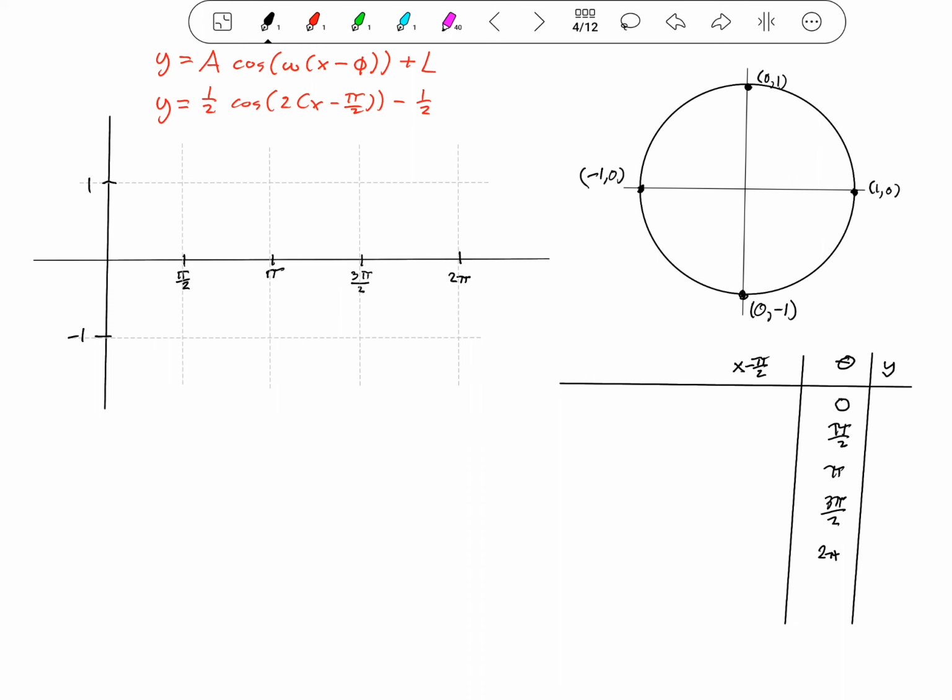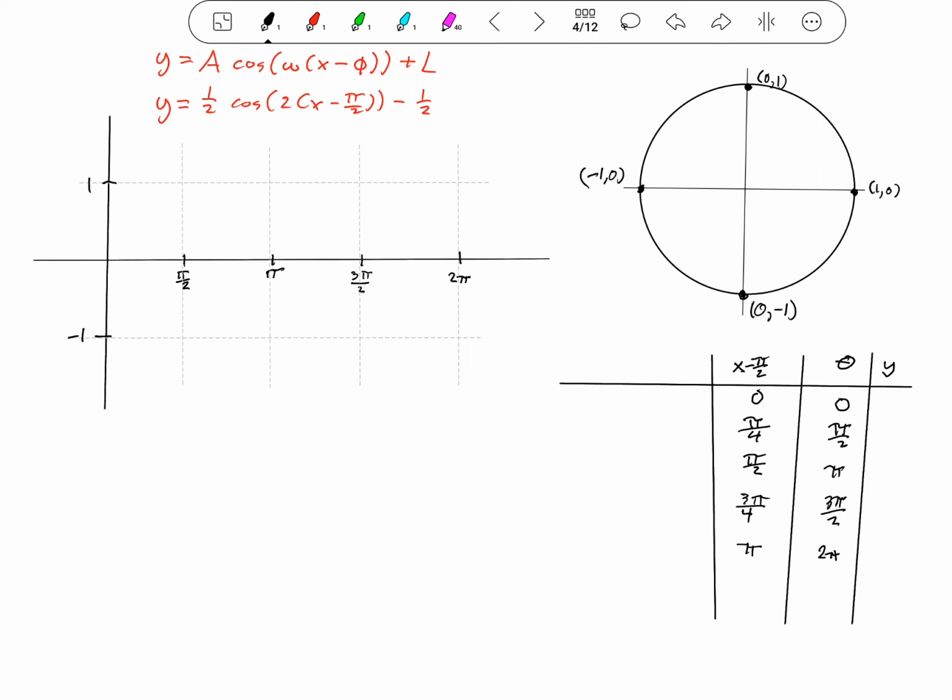So I need x minus pi over 2 to be 0. That happens when x minus pi over 2 is 0. When x minus pi over 2 is pi over 4, then when I multiply it by 2, I get pi over 2. When x minus pi over 2 is pi over 2, multiplying that by 2 gets me to pi. If I look at x minus pi over 2 being equal to 3 pi over 4, then when I multiply that by 2, I get 3 pi over 2. Or when x minus pi over 2 is equal to pi, multiplying that by 2 gets me to 2 pi.